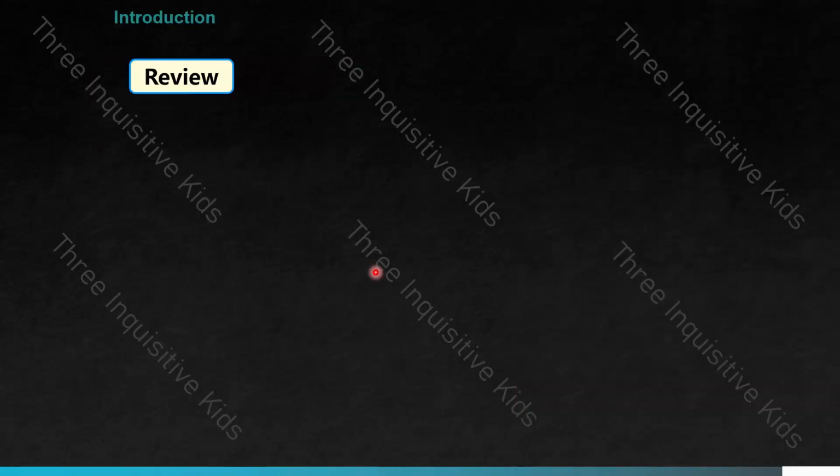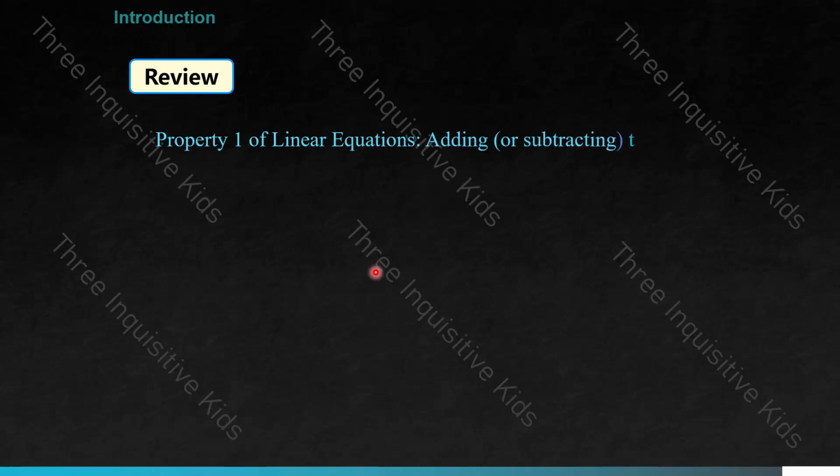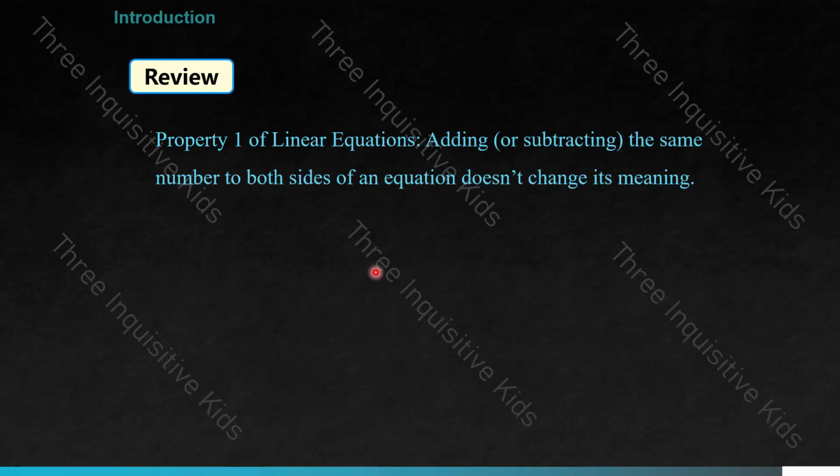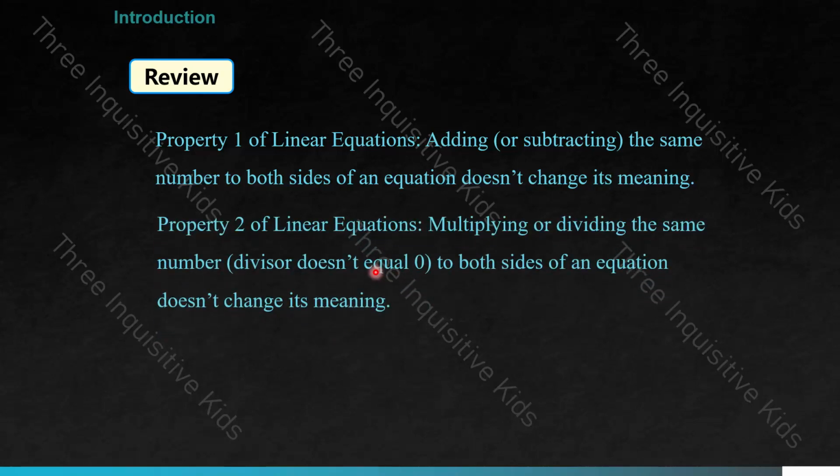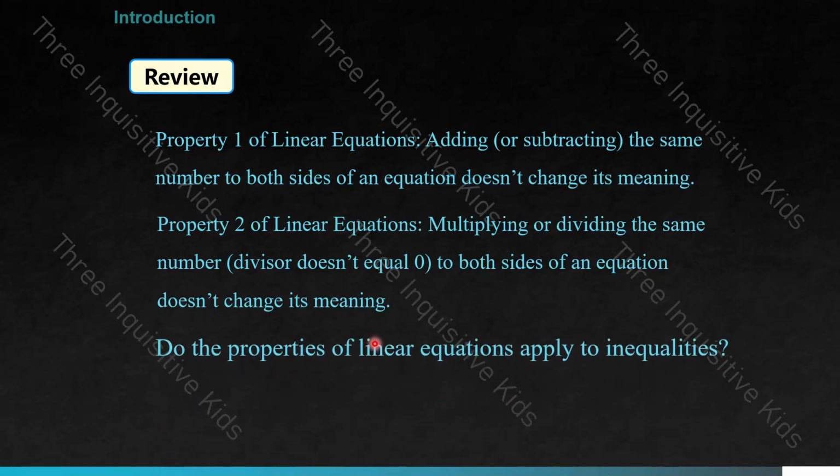Introduction. We're going to do some review here. Property 1 of linear equations: adding or subtracting the same number to both sides of an equation doesn't change its meaning. Property 2 of linear equations: multiplying or dividing the same number, which doesn't equal 0, to both sides of an equation doesn't change its meaning.